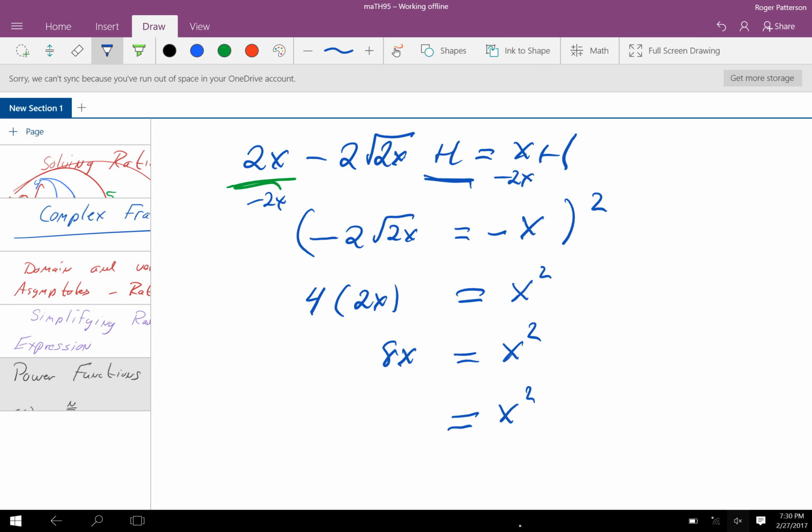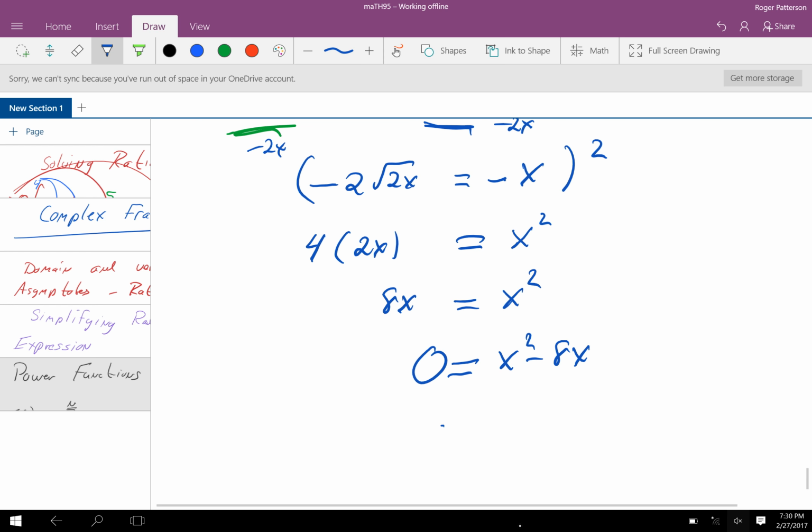So now I'm going to shift that over, set it equal to 0, and 3 minutes later, I get an answer. Guess what we have to do with them? Check it. Check them.